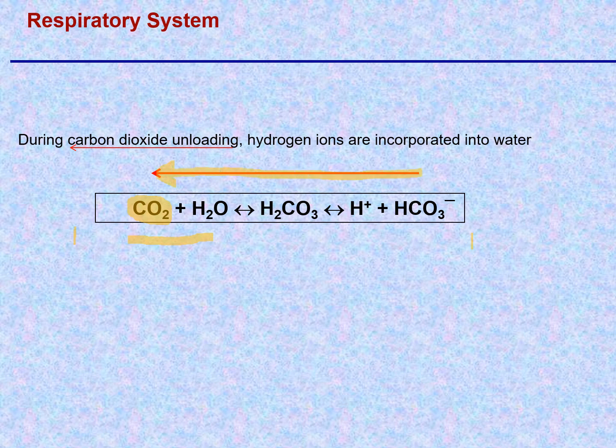The bicarbonate, which is in the plasma, will move back into the red cell and combine with hydrogen ions to form carbonic acid, and then that will get split by the catalytic activity of carbonic anhydrase to CO2 and H2O, and the CO2 gets blown off into the space of the lungs and removed. So that's what's happening during carbon dioxide unloading in the lungs, and also actually in the tissues. Well, let's just stick with the lungs.